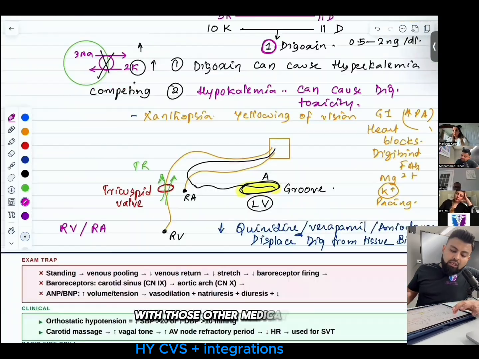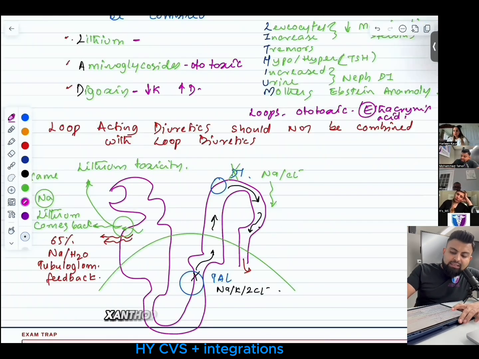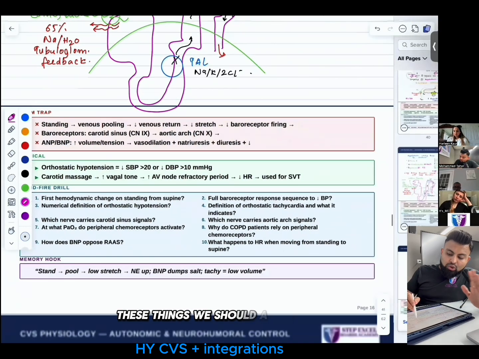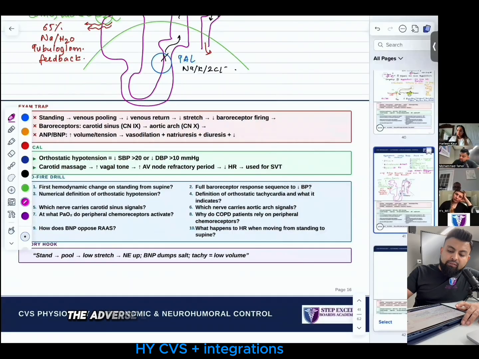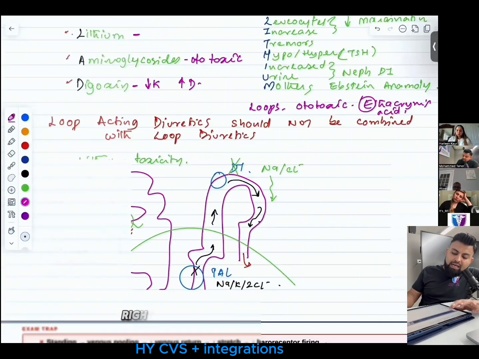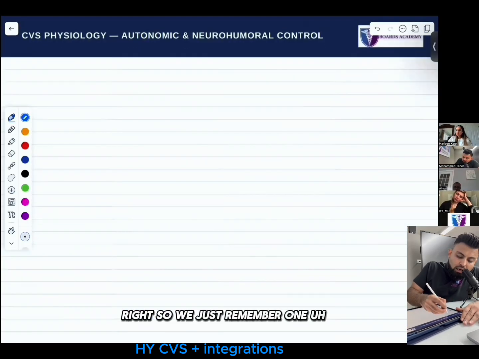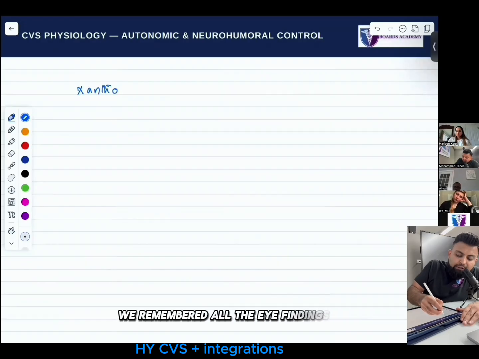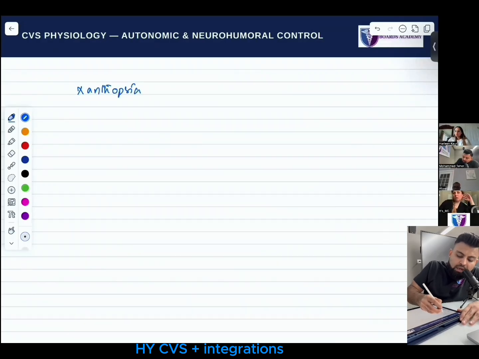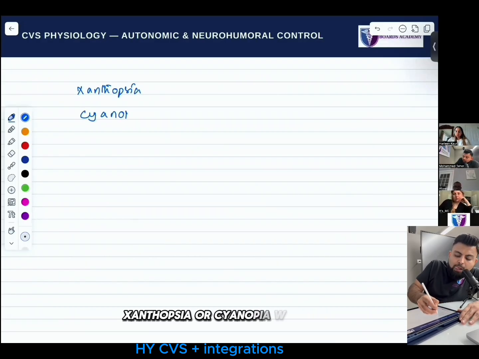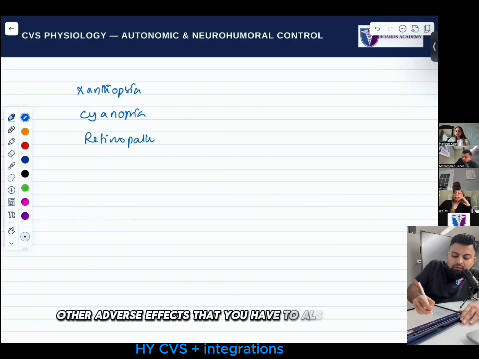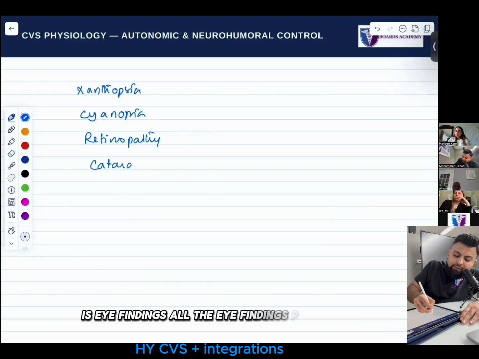Now, with those other medications, I just wanted to mention xanthopsia, or yellowing of the vision. These things we should always try to integrate and remember, the adverse effects of various different medications, right? So we remembered all the eye findings. For example, we have xanthopsia or cyanopia. We have retinopathy.